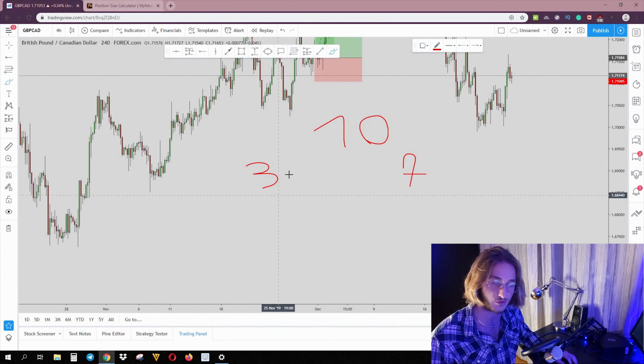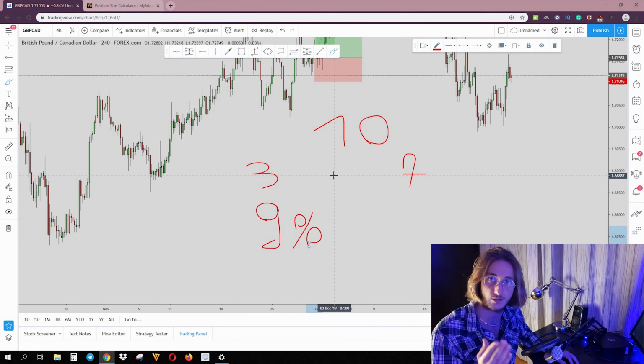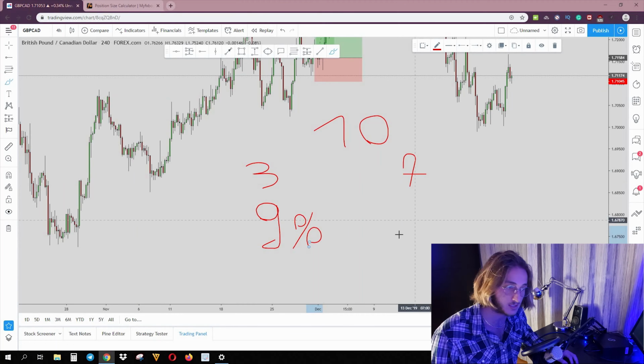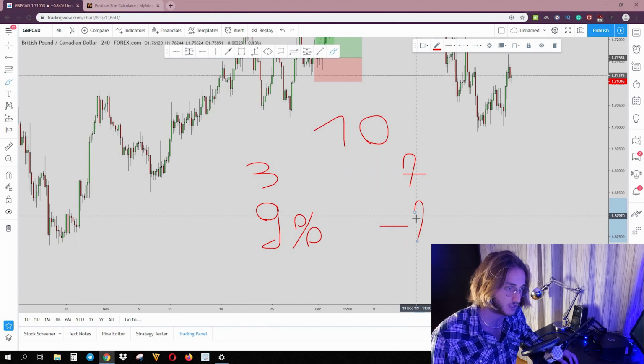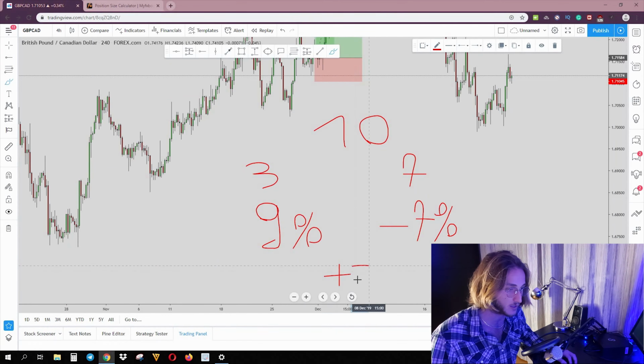If you risked 1% per trade, you win 3 trades, so basically how much did you make? You made 9%, because it's 3, 3, and 3. And with your 7 losses, you lost minus 7% because you're risking 1% per position. So here you are losing 1% per position, here you're making 3% per position. So 3, 6, 9. And overall you can see that you are in profit.